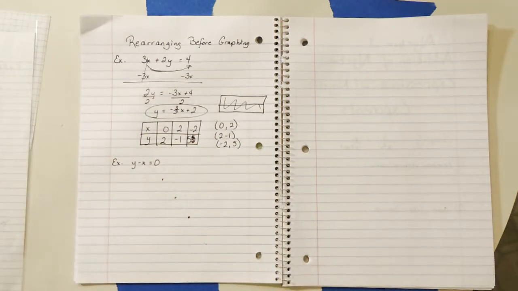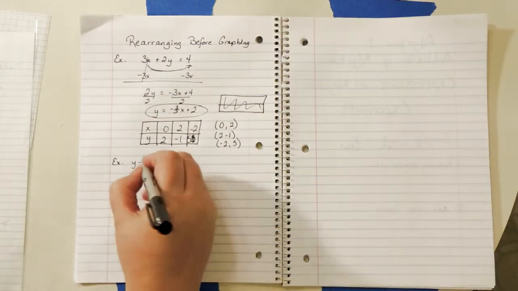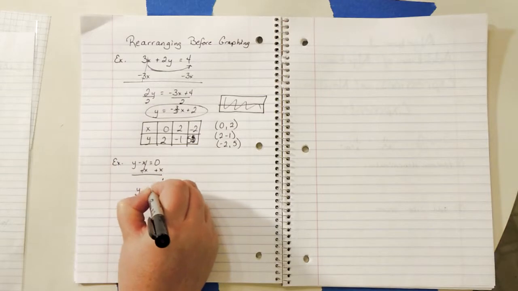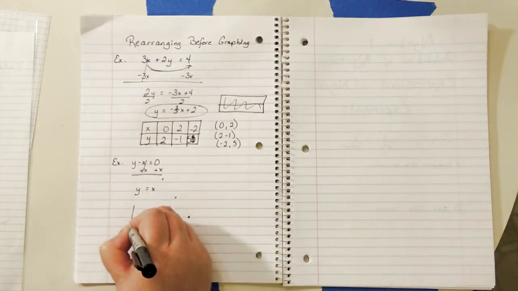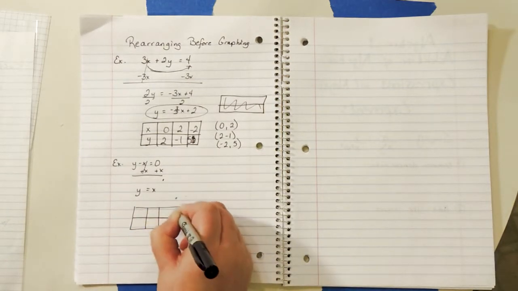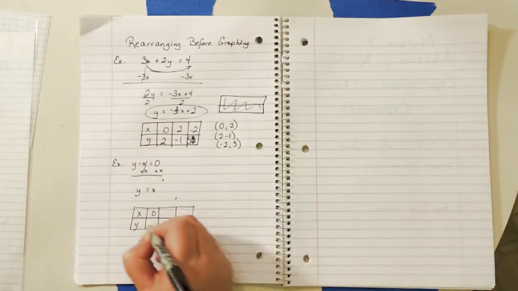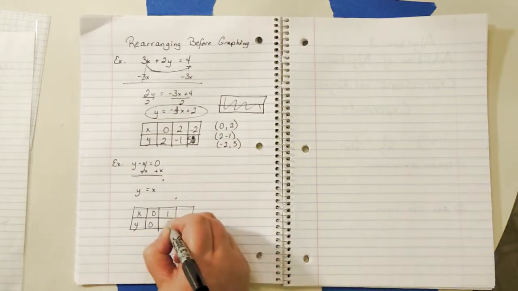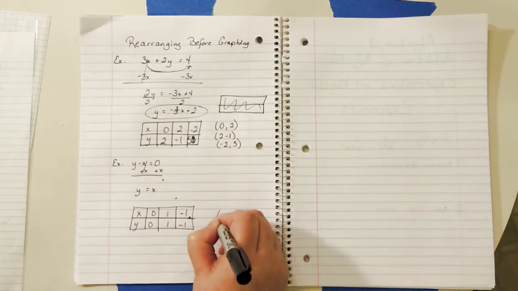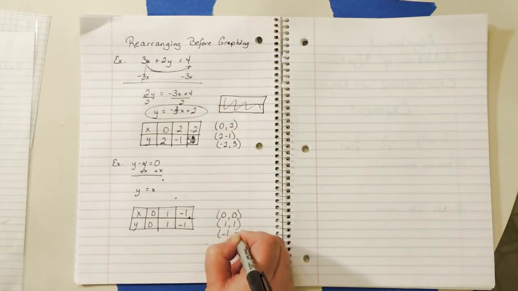Let's try another one. y minus x equals 0. We're going to solve for y. So y equals x. If y equals x, then if x equals 0, y equals 0. If x equals 1, y equals 1. If x equals negative 1, y equals negative 1. So our ordered pairs are 0 and 0, 1 and 1, and negative 1 and negative 1.